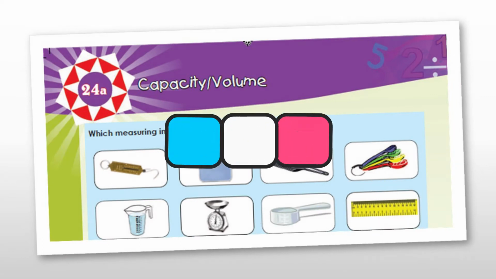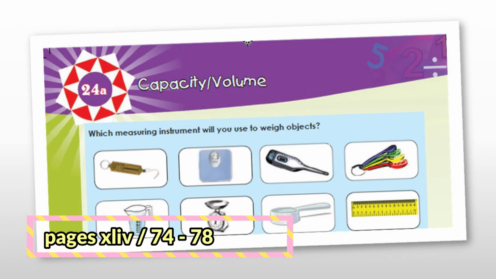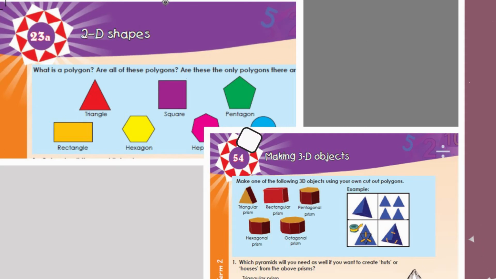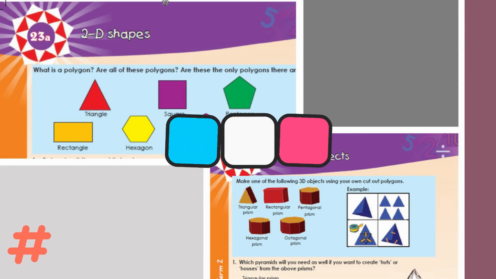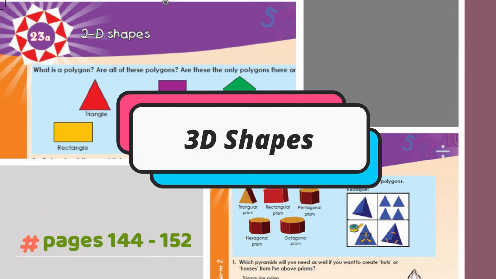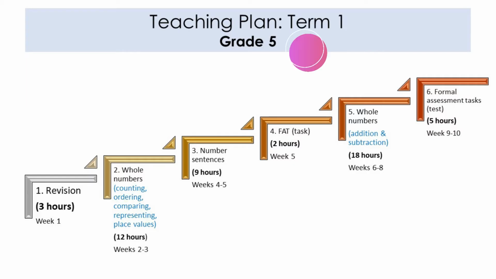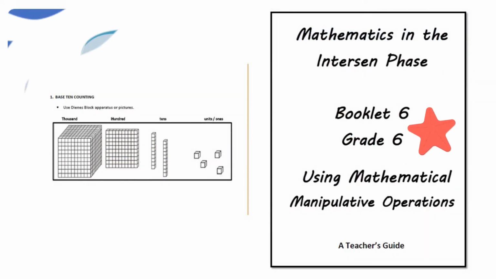Revision exercises for measurement include mass on revision page 44, and further revision exercises on length, area, and perimeter can be found. Pages 74 to 76 include exercises on capacity. 2D shape exercises are found on pages 70 to 72. Exercises on 3D objects are found from page 144 to 152. This includes prisms and cubes, polygons, and circles. Remember to refer back to the revised teaching plan for the Grade 5s in terms of topics that should be covered in Term 1.